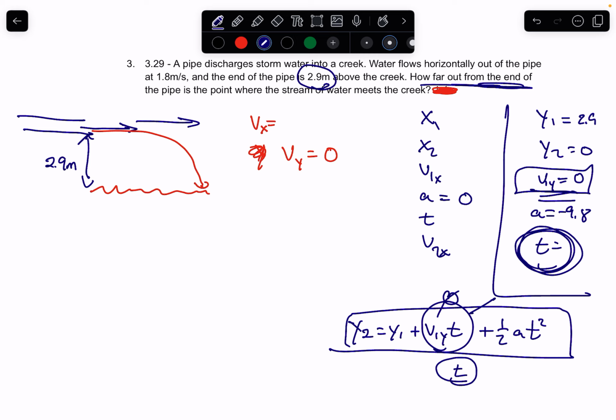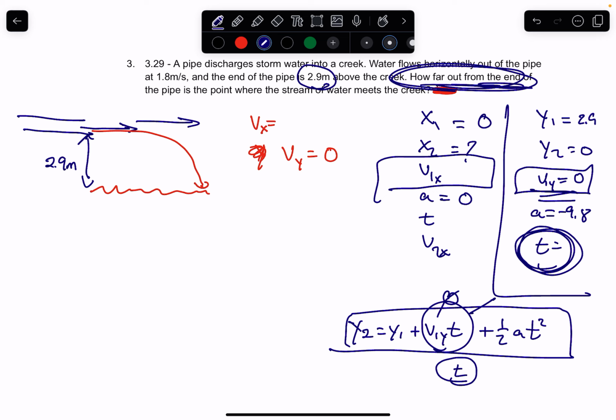Once you know the time, you know all of these equations. x1 is 0, x2 is question mark. In fact, x2 is the big question mark. That's what they're asking: how far out from the end of the pipe? This is x2, this is x1.